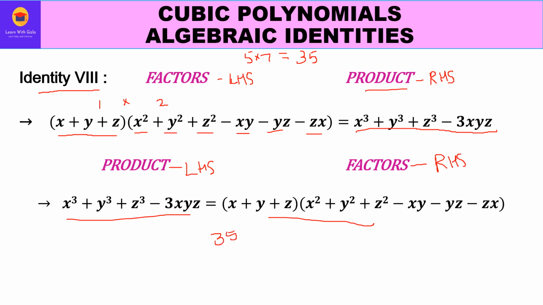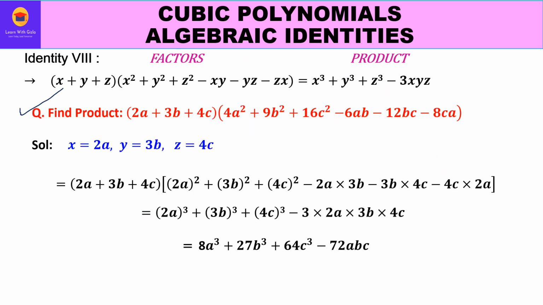In the same way as 35 is given to us and we are saying that 35 is equal to 5 into 7. Here 5 into 7 is equal to 35. Factors are given, we are saying the product is 35. Here the product is given, 35, we are saying the factors are 5 and 7. Let us start with the questions.